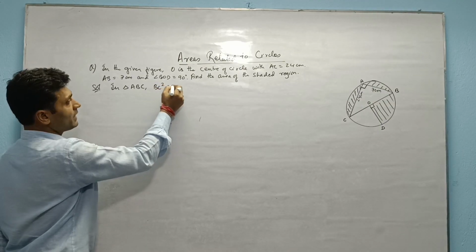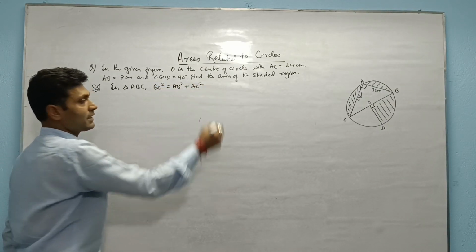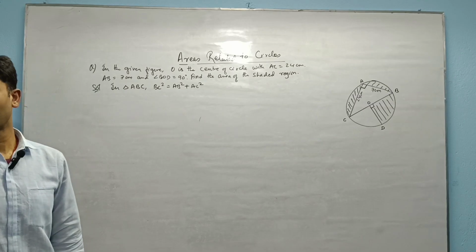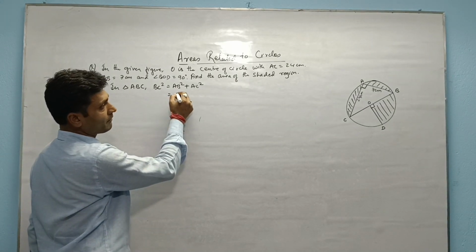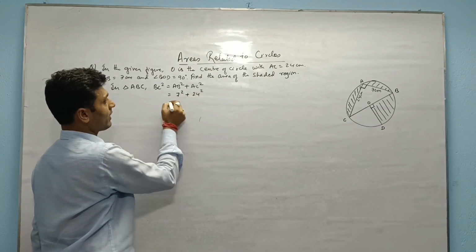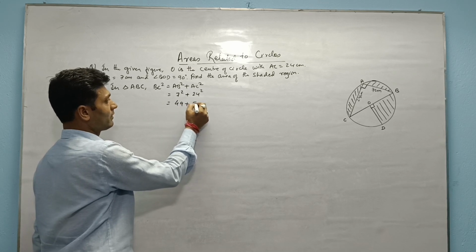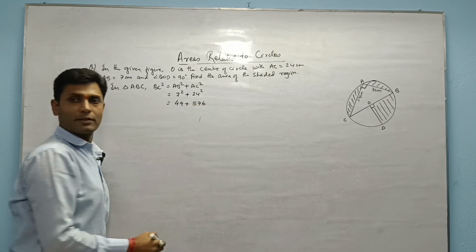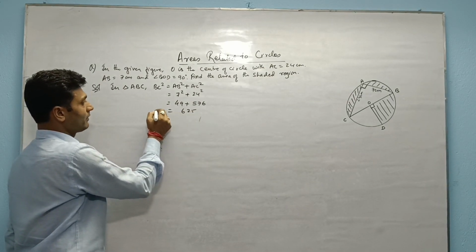BC. So BC square is equal to what? AB square plus AC square. Right? So what is AB? 7 square. What is AC? 24 square. 7 square? 49. 24 square? 576. Right? When you add it, you will get 625.